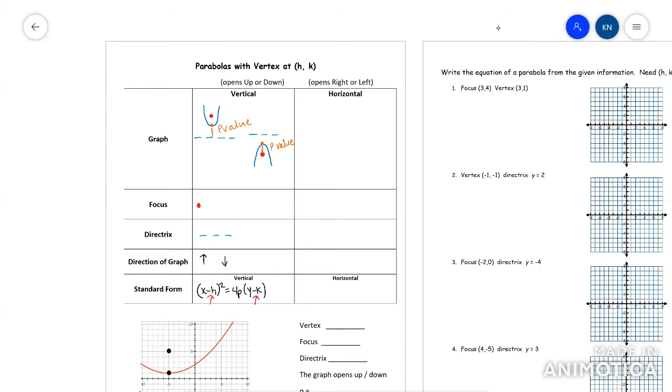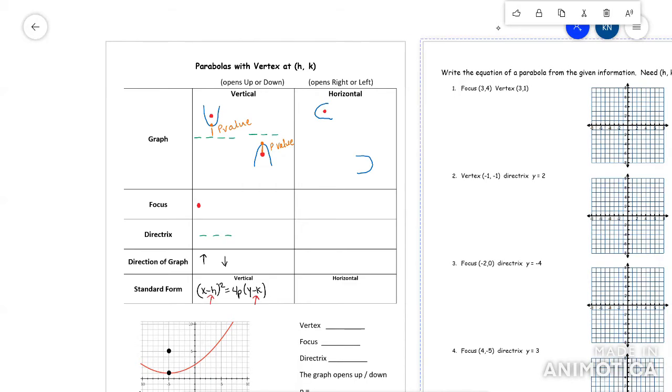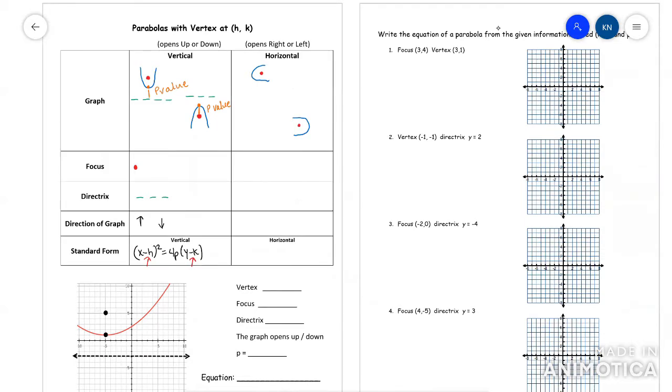All right, and then you can also have horizontal parabolas, so like this or like this. Now these are weird because they're not actually a function, but basically your focus is still a dot on the inside, like here. And your directrix, instead of being a horizontal line, is going to be a vertical line, like this or like this, still on the outside. And this distance, whether it's from vertex to directrix or from focus to vertex, that's still your p-value.